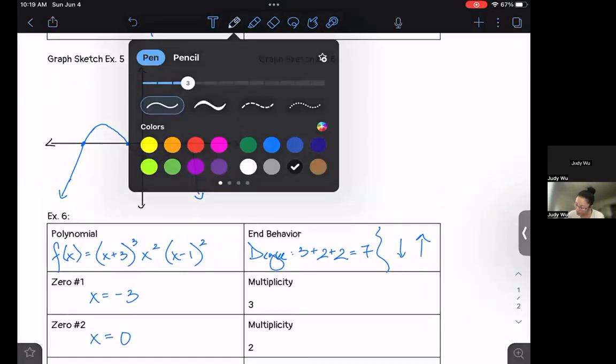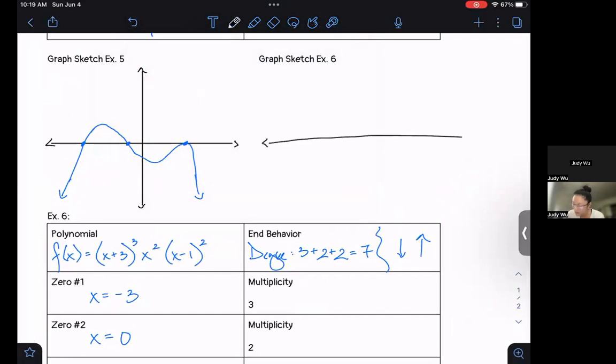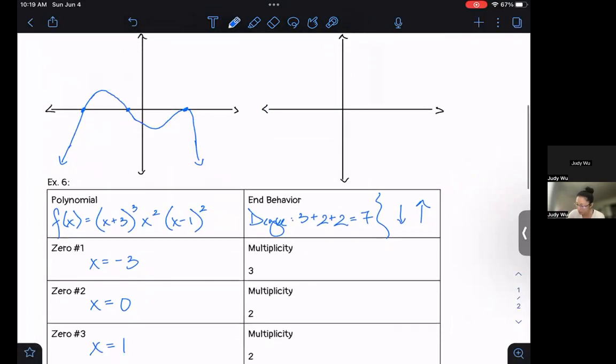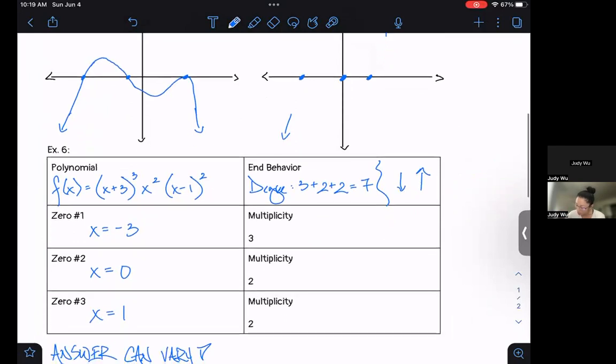All right, let's go ahead and draw a grid. Let's see how we can shape this particular graph. All right, so we'll go about it the same way again. Let's put in our zeros first. So -3, 0, and 1. And I know that I have down and up for my end behavior. And so maybe I go back to the multiplicity. I see that 3 is odd, so that is going to cross there. But these two zeros have even multiplicities, so they are going to bounce.